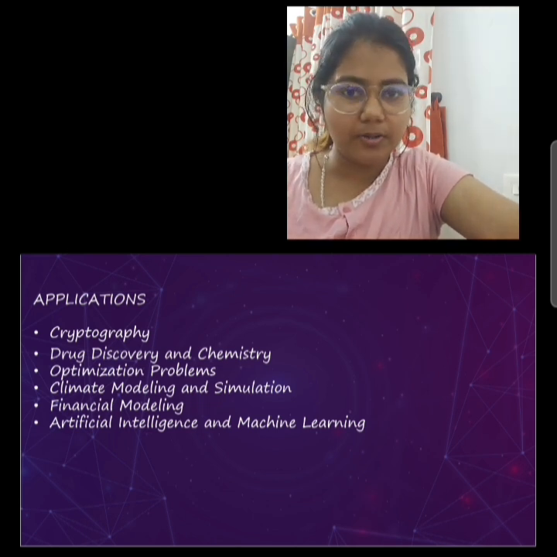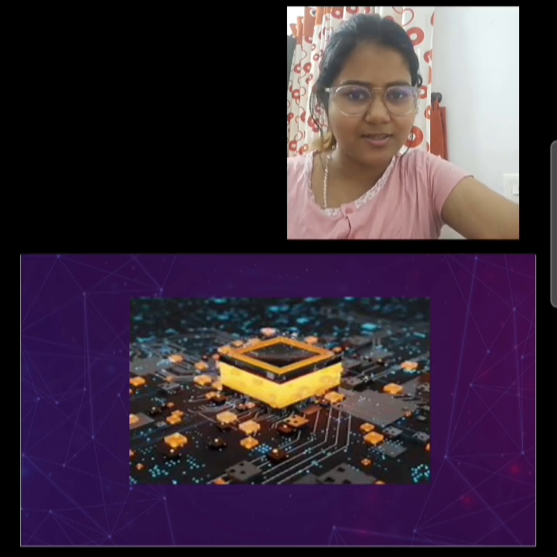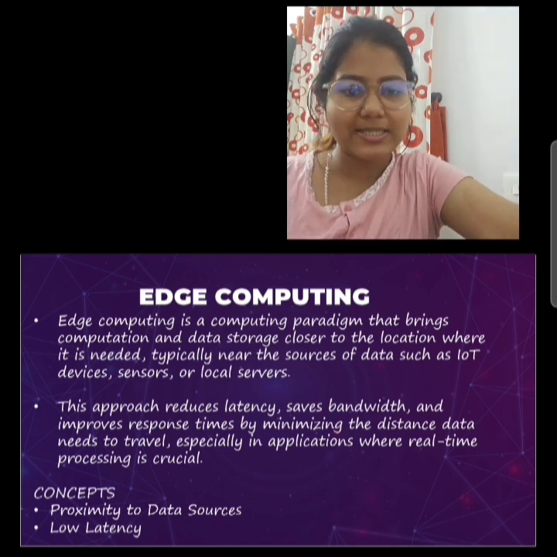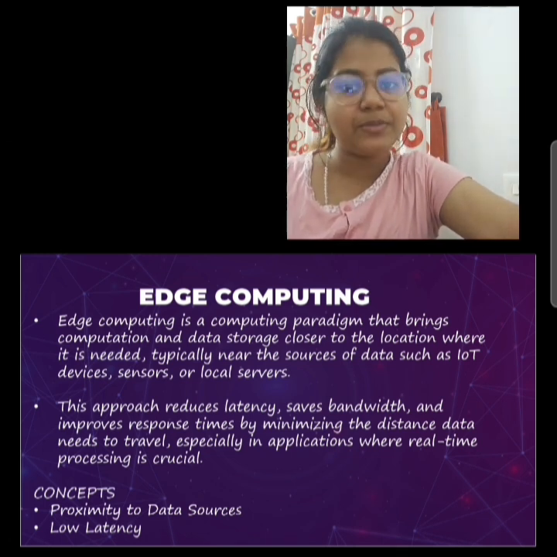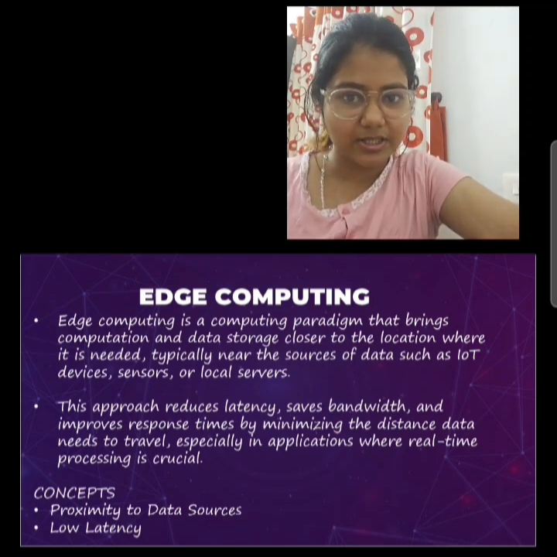So this is all about quantum computing. So this is a simple picture for quantum computing. So the last computing paradigm which we are going to discuss in this video is edge computing. Edge computing is a computing paradigm that brings computation and data storage closer to the location where it is needed, typically near the sources of data such as IoT devices, Internet of Things devices, sensors or local servers.